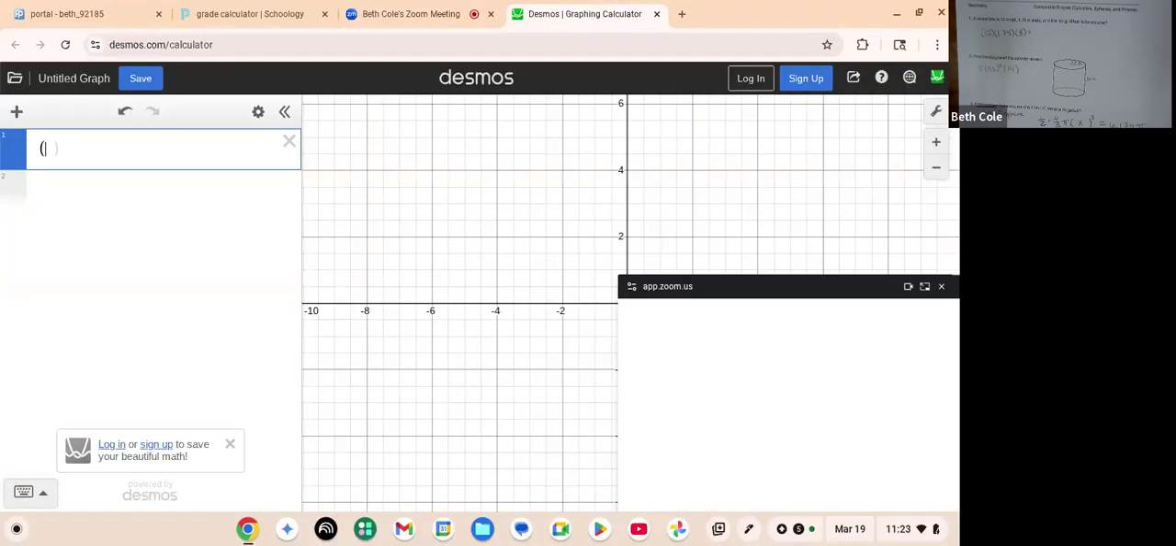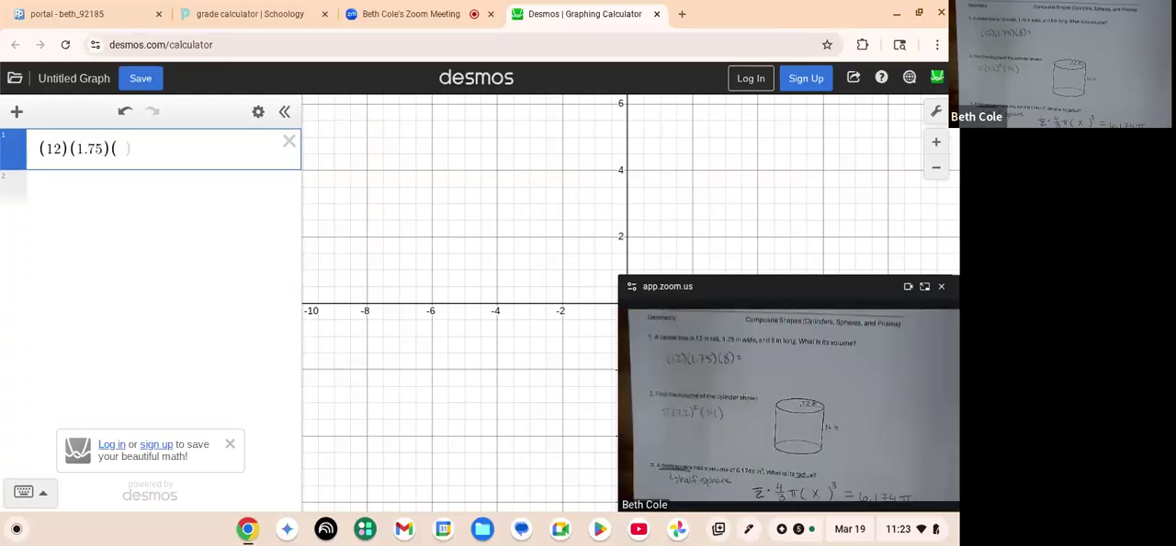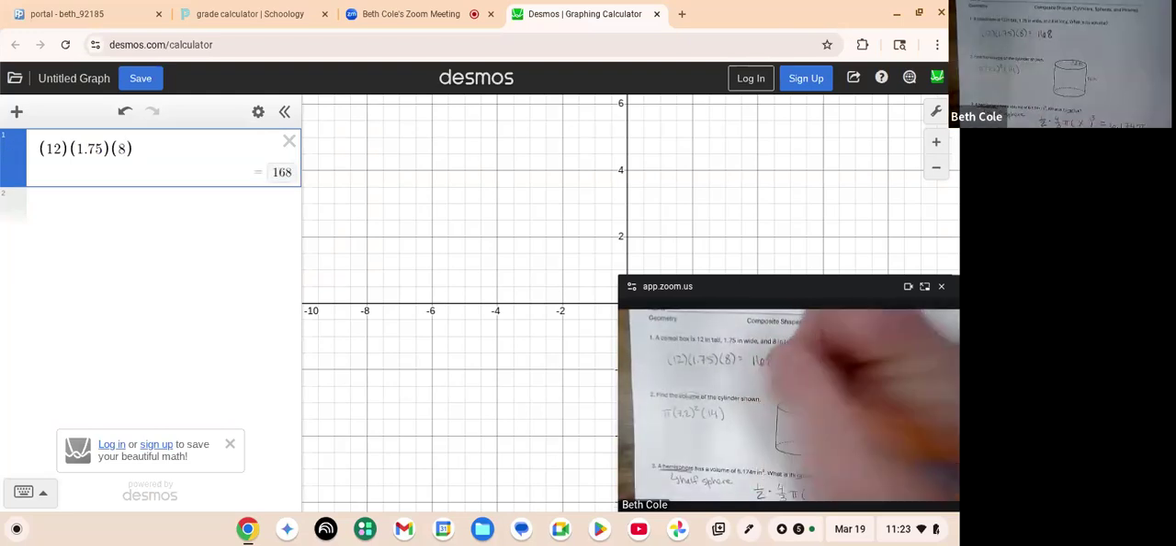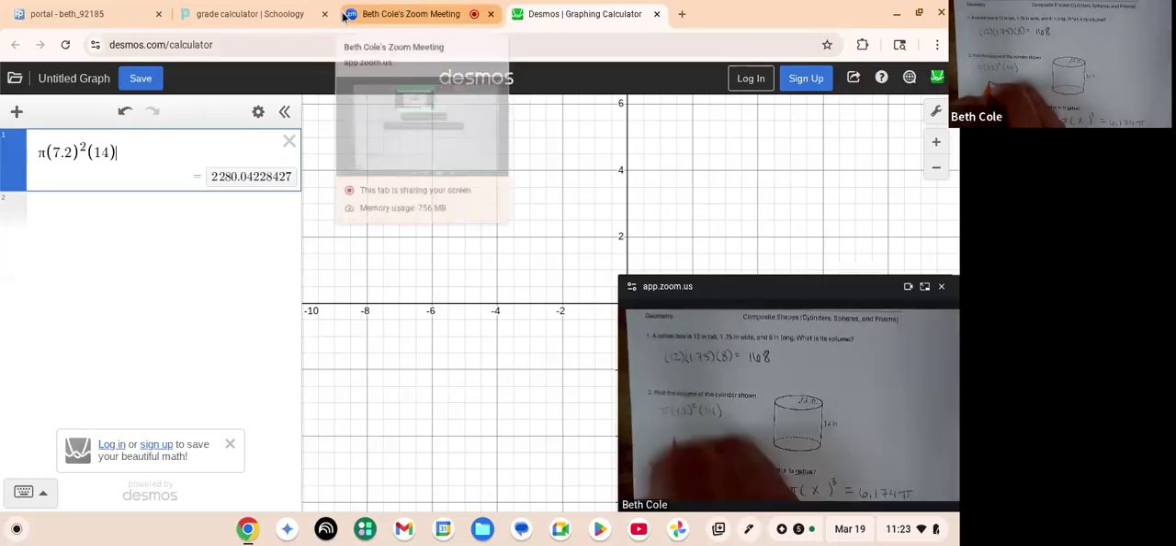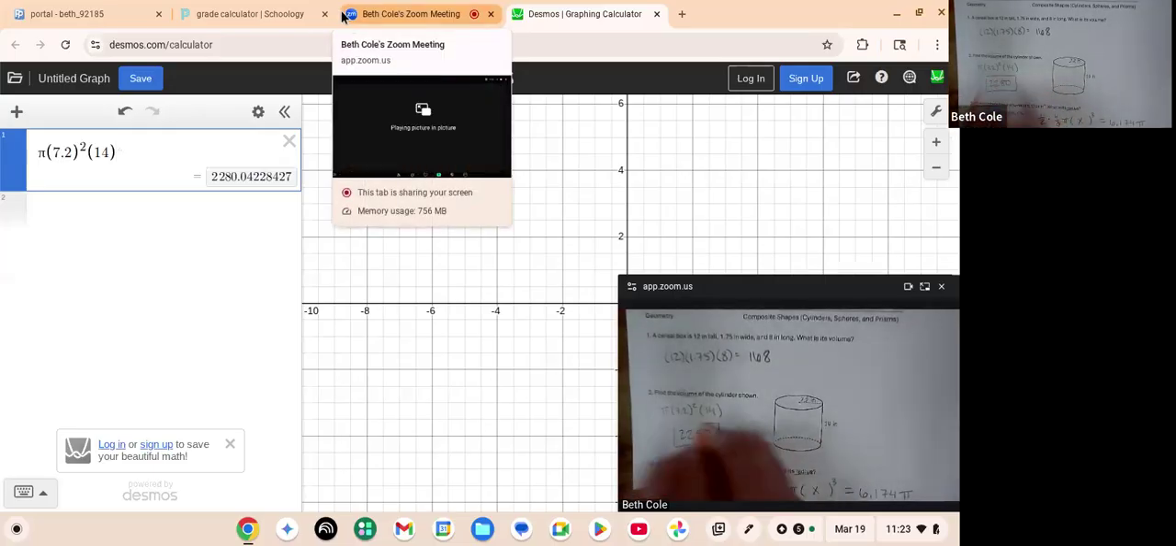All right. So what's the first one? 12 times 1.75 times 8. All right. Answer for the first one is 168. All right, that next one is, how do we get pi on here? Pi. All right, pi, and then it was 7.2 squared times 14. So the next one is 2,280.